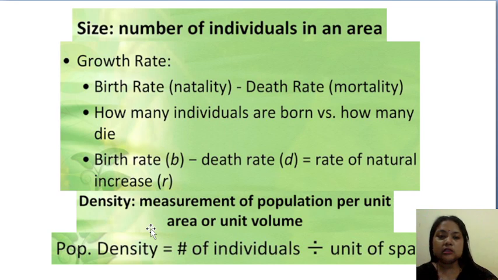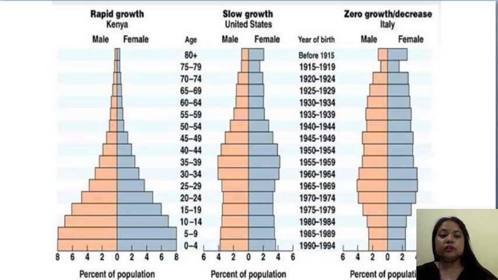Then density. Density means measurement of population per unit area or unit volume. So population density is equal to the number of individuals per unit space. Okay. So here you see a comparative study of population growth in different countries like Kenya, United States and Italy. Some give you rapid growth.